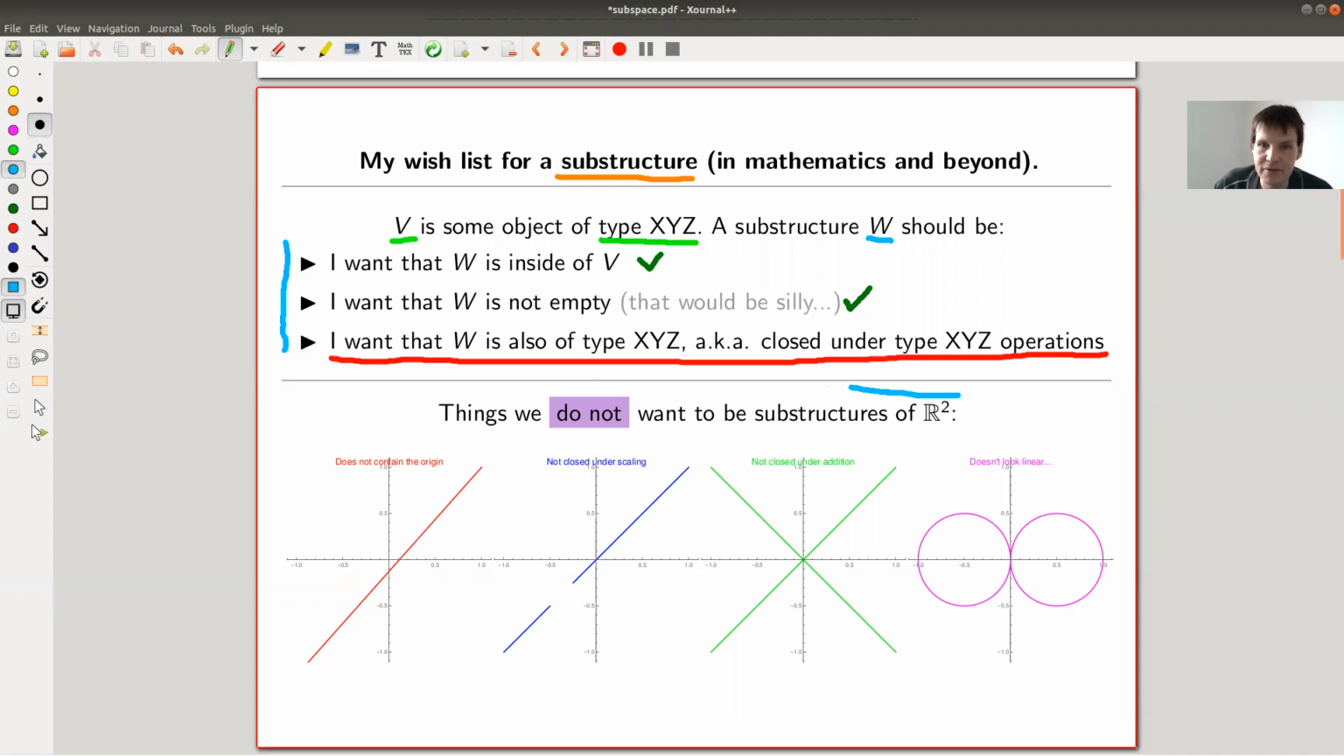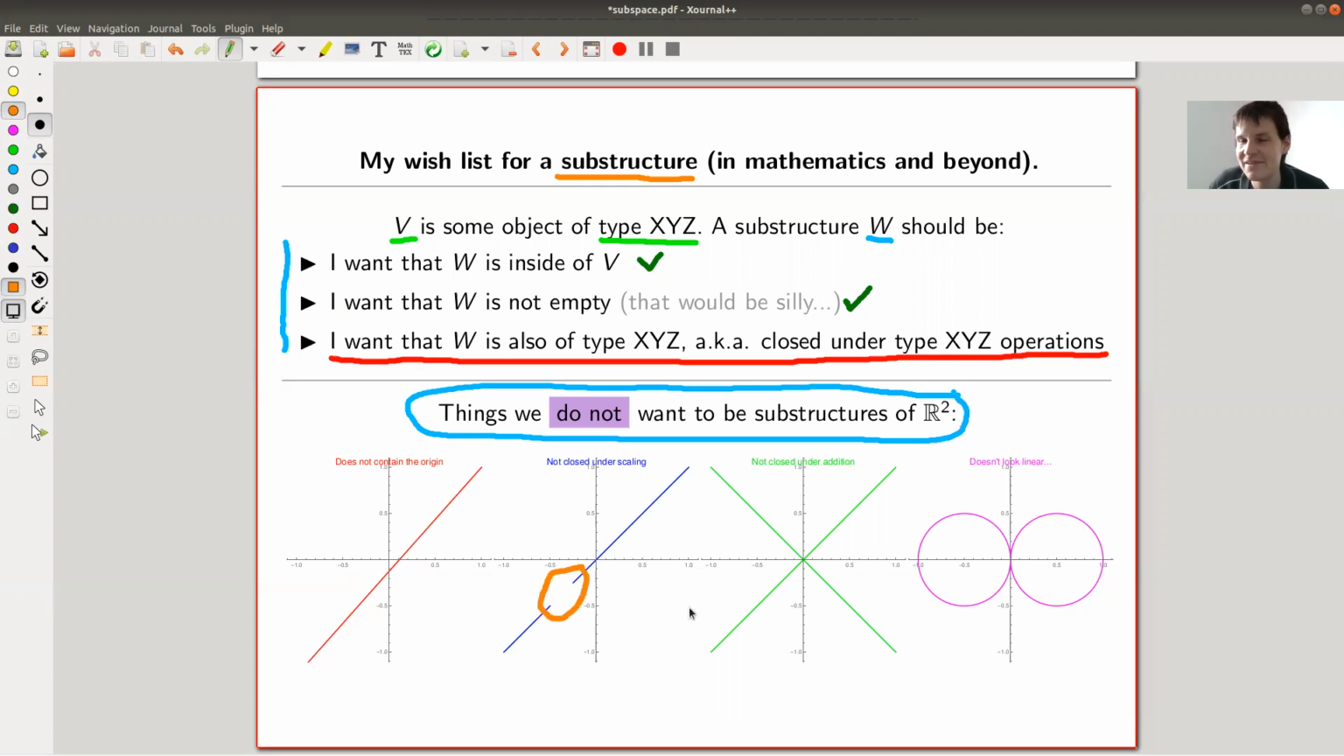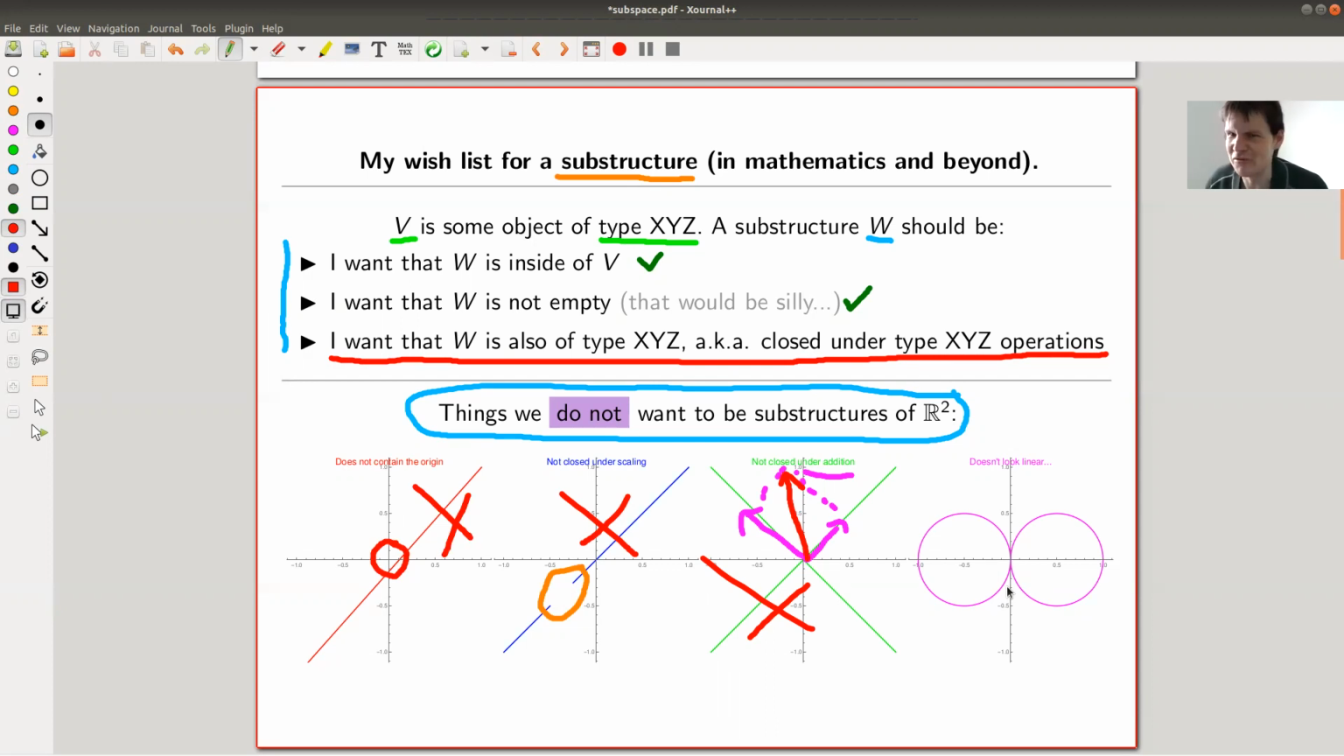Yeah, examples. What we do not want are substructures of R2. It's linear substructures of R2. So what do we know about R2? We're doing linear algebra, so there should be an invariance under scaling. If you have something like this, some gap, then this wouldn't be closed under scaling. You want to be closed under addition, because that's the second thing you can do for vectors in R2, and this is not closed under addition. If I had a vector here and a vector here, then roughly here would be the sum. So this thing is not good. This thing is not good. This doesn't contain the trivial element, so you don't have an inverse, so this is not good. And this is just really bad because it already doesn't look linear.